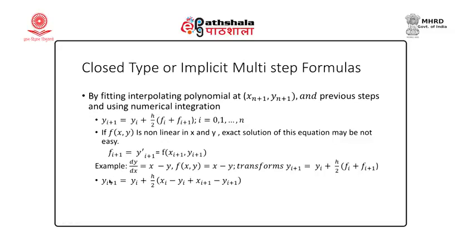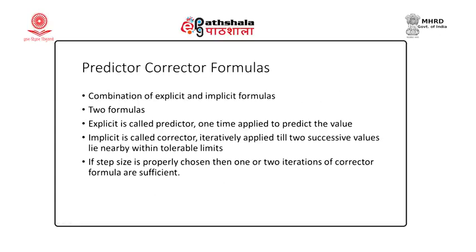The difficulty in these implicit formulas is that here it was very easy because x minus y is linear, but in cases where f x y is not a simple function, then this f i plus 1 need not be linear, and the equation formed will be a non-linear equation to be solved to get the coefficient of y i plus 1, and that makes the process laborious.